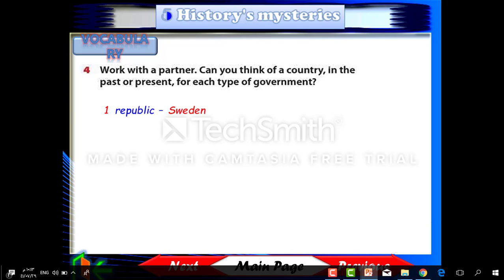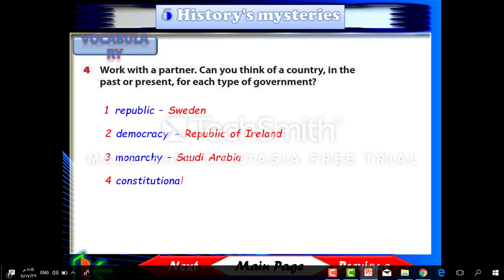Now we are going to think of a country in the past or present for each type of government. Number 1, Republic is Sweden. Democracy is Republic of Ireland. Monarchy, Saudi Arabia. Constitutional monarchy is the United Kingdom.